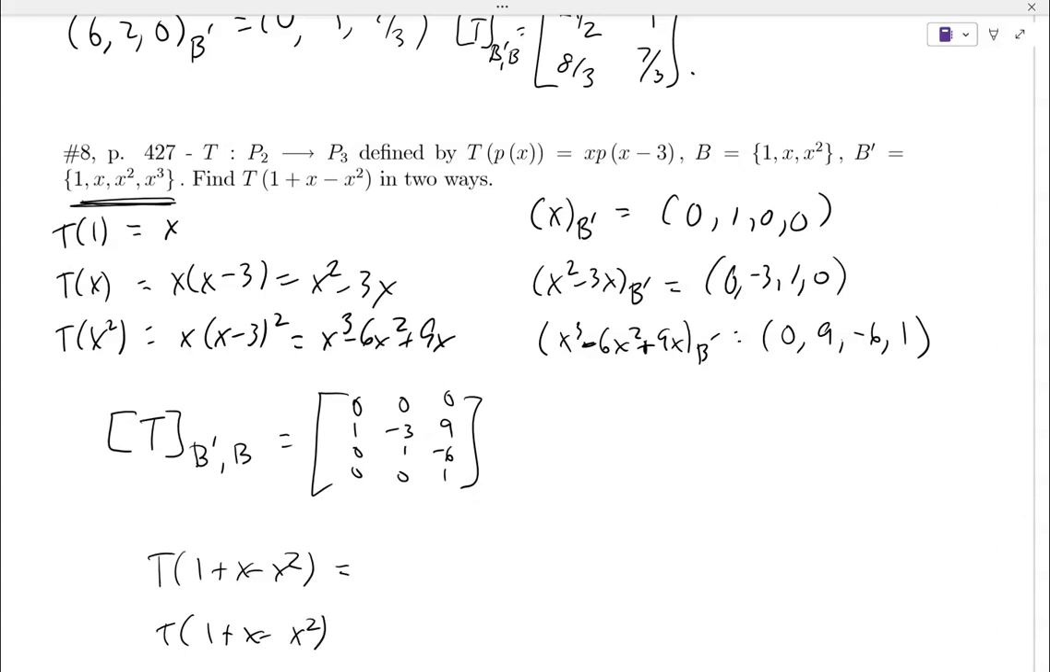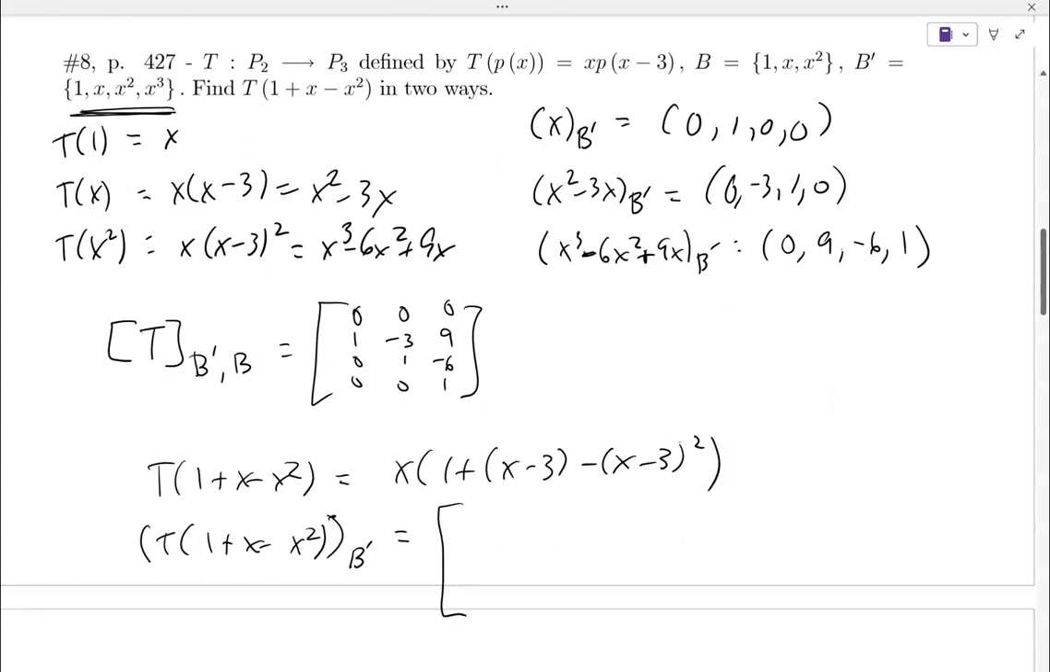The last part of this asks you to calculate the transformation in 2 different ways. The first way would be to do it directly. That's one way to do it, right? Literally just plug it into the transformation. The other way is to take your matrix and multiply it by the coordinate vector of your input. So I take the matrix we just found and multiply it by 1, 1, negative 1. That's the two ways to do it. So for Friday, go through those two ways and make sure you get the same answer when you're done.